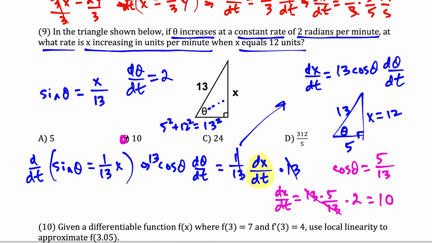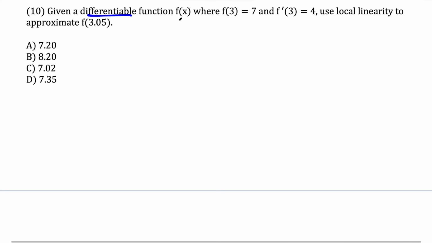So choice B. Question 10, we have the differentiable function f of x, where f of 3 is equal to 7 and f prime of 3 is equal to 4. And we're going to use local linearity to approximate f of 3.05.